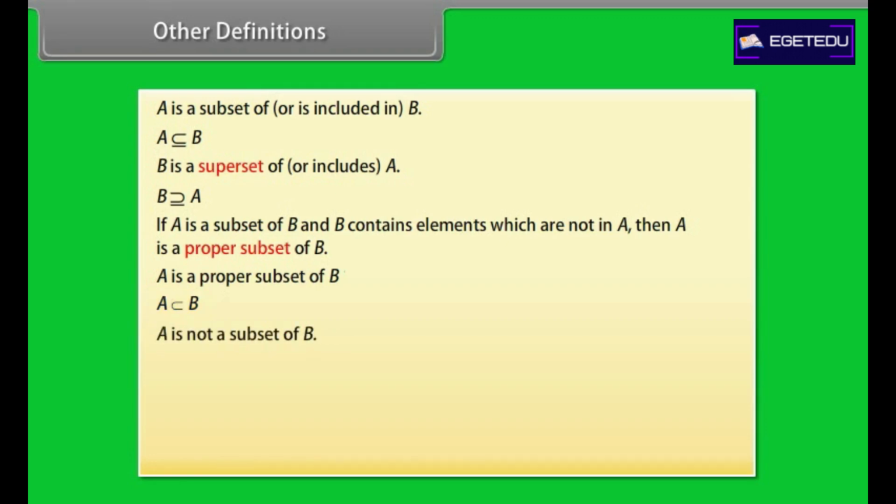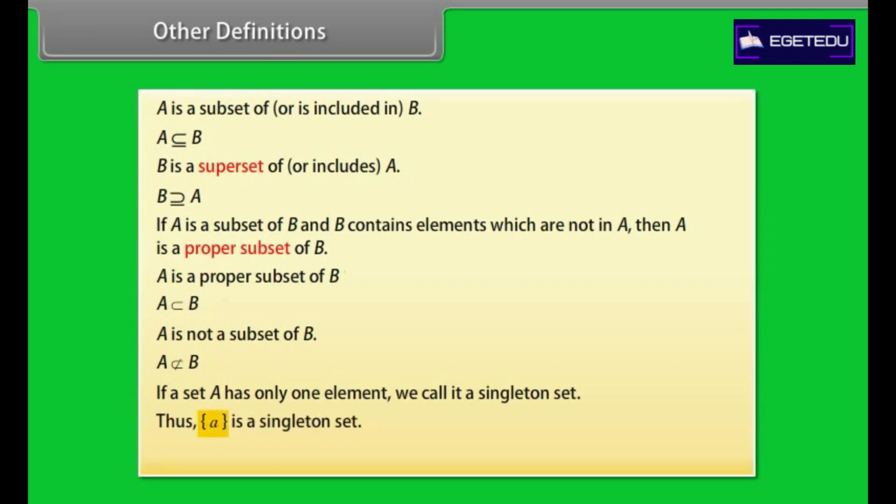If A is not a subset of B, we write it this way to designate that relationship. If a set A has only one element, we call it a singleton set. Thus, A is a singleton set. Look at these symbols now. The first one means implies that, and the other one means if and only if.